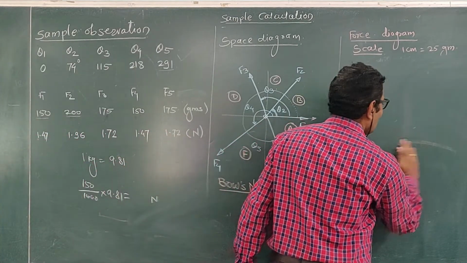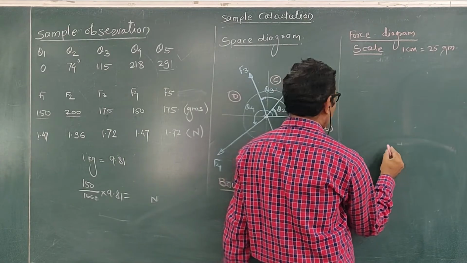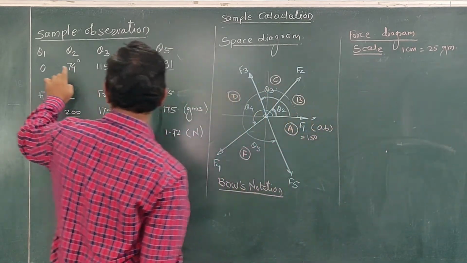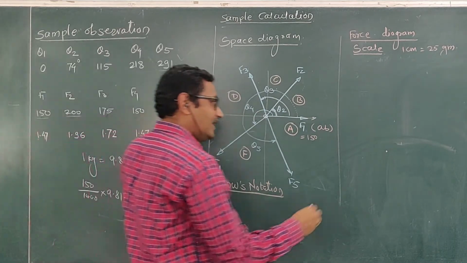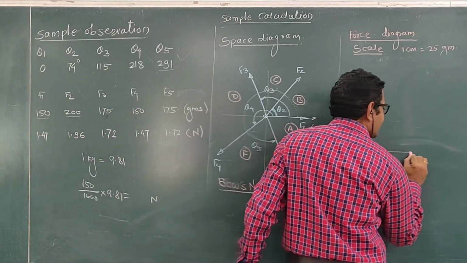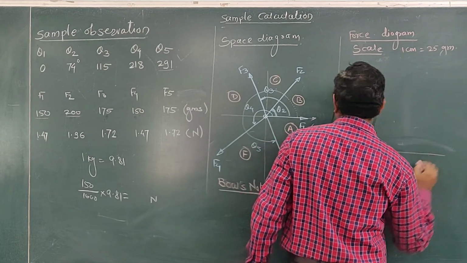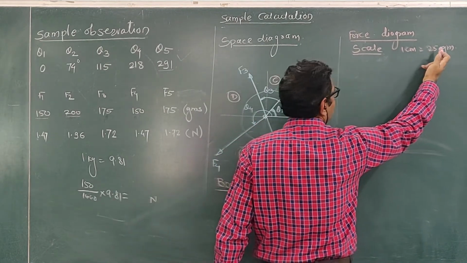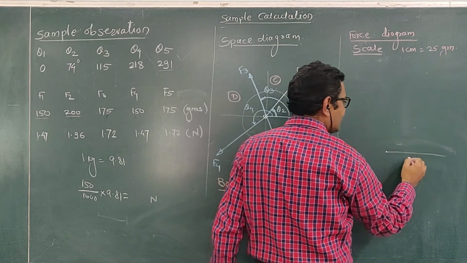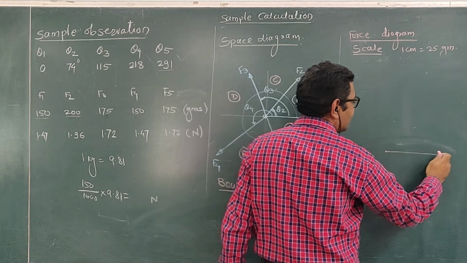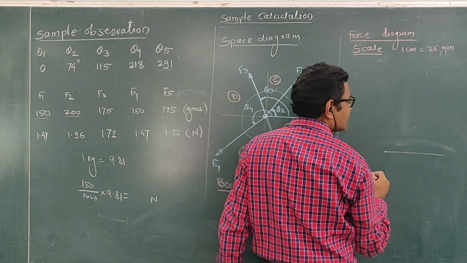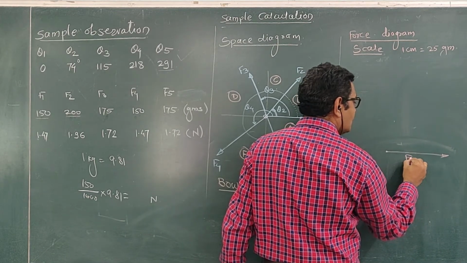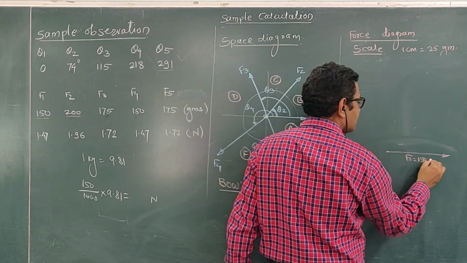So take one point A, and from this point draw a line parallel to the line of action of F1. This F1 is inclined at an angle of 0 degree, so consider this as 0 degree and draw a horizontal line to represent the force of 150 gram. According to this scale, we require a length of 6 centimeter. But don't write 6 centimeter here. Actually, this 6 centimeter length represents the force of 150 gram.